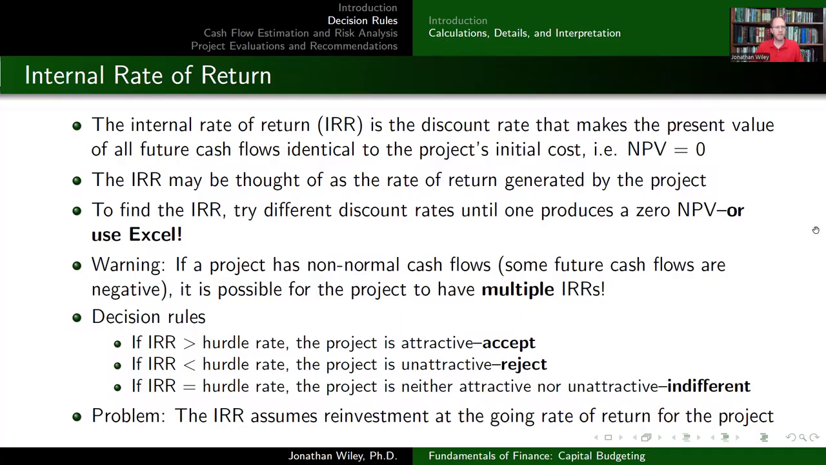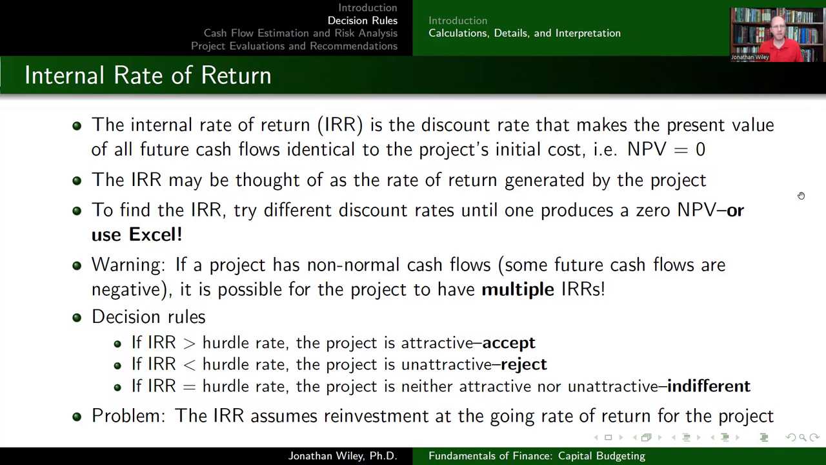All right, so in this video, I'm going to talk about the internal rate of return. The internal rate of return is the discount rate that makes the present value of all the future cash flows identical to the project's initial cost. In other words, it makes the net present value exactly equal to zero. So basically, we're going to find the discount rate at which the net present value is precisely equal to zero, and that is going to be our internal rate of return.